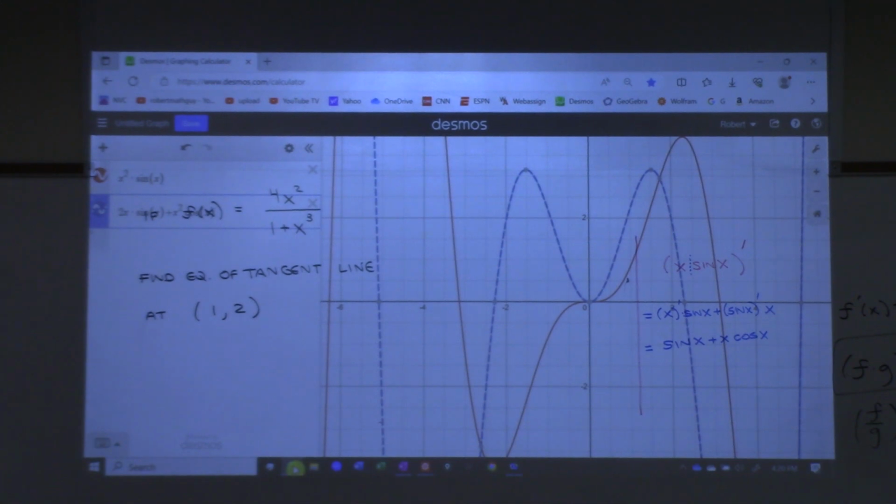y minus y1 equals m times x minus x1, so y minus it equals 4 times x minus 1. Oh, I can just leave it like that. You don't need to clean it up. Yep, because that's the equation of a line. So as long as you have the equation of a line, you're done.